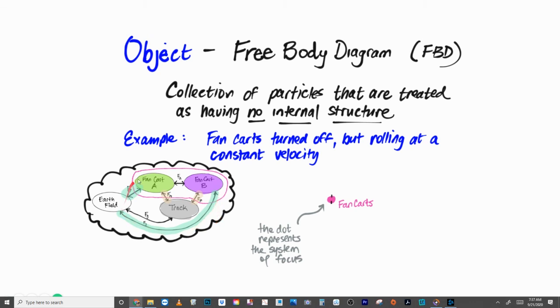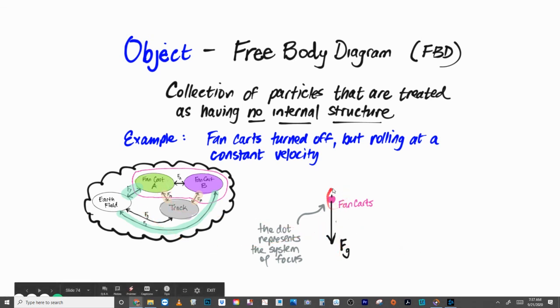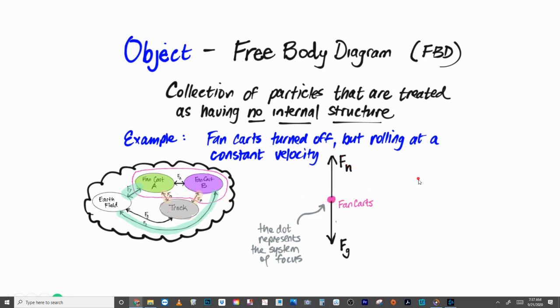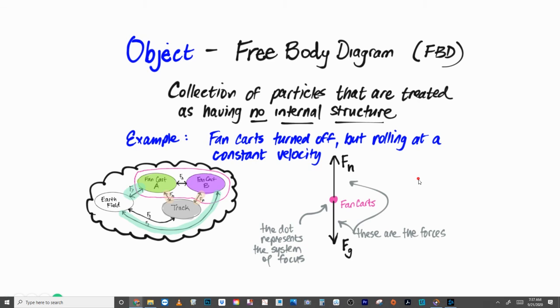It looks like the weights of the two carts. So that would be a good one to draw. The weight, we know that pulls down. And what would be supporting that? Hey, the track is supporting both of the carts. Sure, these are the forces. And yeah, I did make them the same size for some reason.